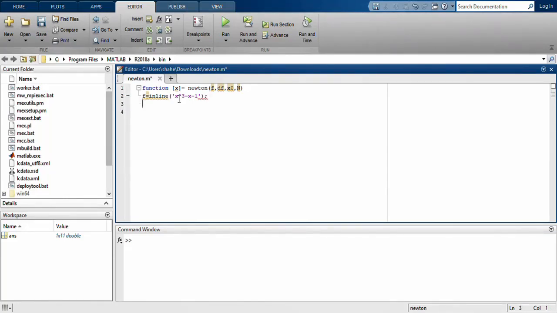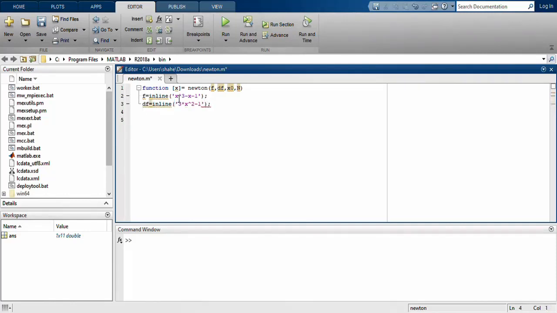In the next step you have to give the derivative of this function yourself, and that is inline too. What will be the derivative of x cube minus x minus 1? That will be 3x square minus 1. So write it 3 multiplied by x to the power 2 minus 1. I think an inverted comma is missing. Okay, single inverted comma, and then enclose it. Now it is valid. Okay, so this is done.